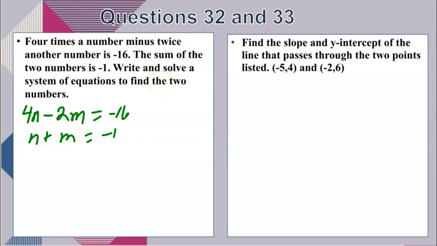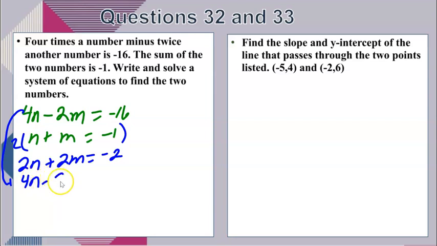So I have my two equations. I'm going to multiply this bottom one by 2 so I can use elimination. So this will give us 2n plus 2m equals negative 2. And I'm going to put this top one underneath here. So this would be 4n minus 2m equals negative 16. And combine like terms, and I get 6n. The m's cancel off, equals negative 18.